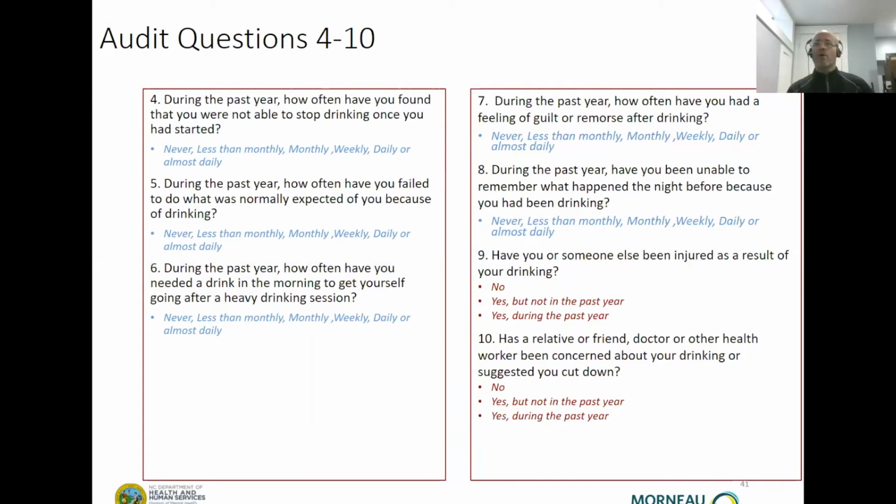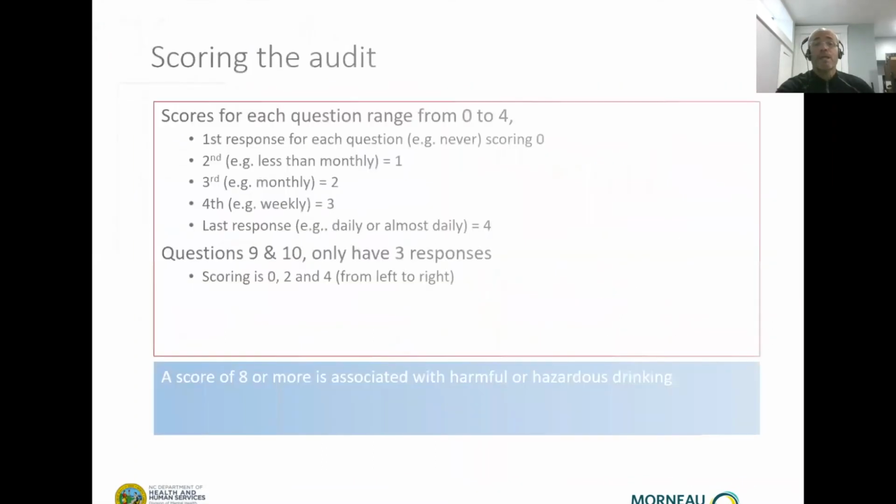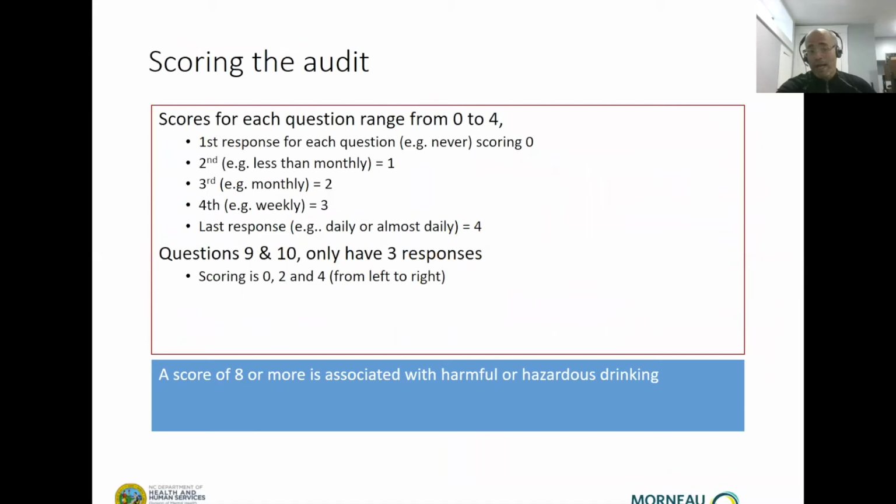9 and 10 are scored differently. 9 asks, have you or someone else been injured as a result of your drinking? If it's no, it's 0 points. If it's yes, but not in the past year, it's 2 points. And if it's yes, during the past year, it's 4 points. 10 is scored the same. Has a relative or a friend or a doctor or other healthcare worker been concerned about your drinking or suggested you cut down?